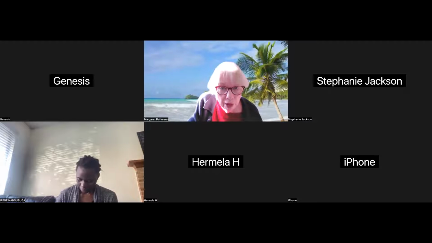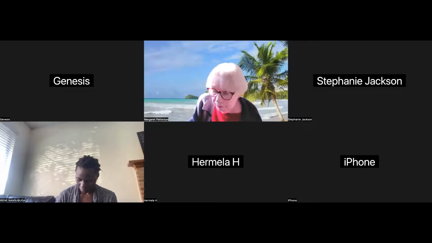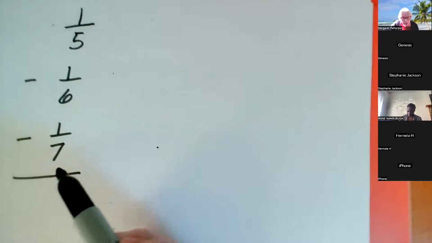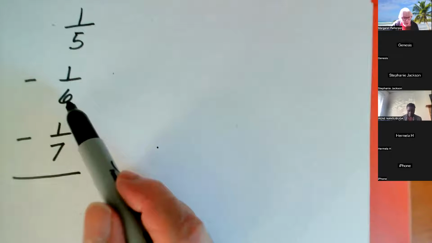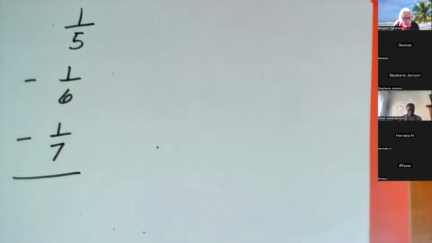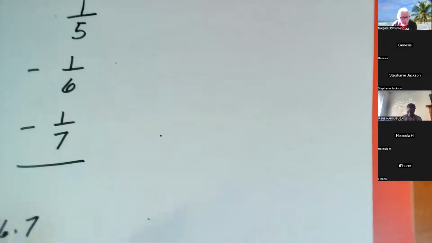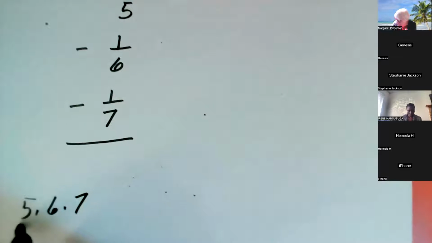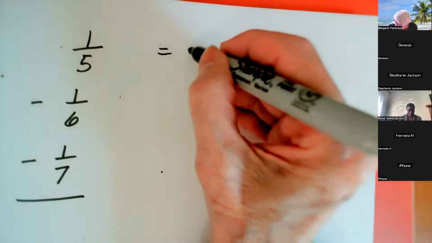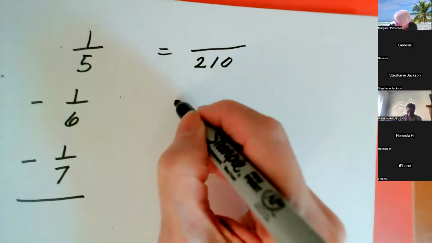Anybody have an idea what the common denominator would be? This might be more trouble than it's worth. 5 and 7 are prime. And 6 is actually 2 times 3. We end up needing all of those numbers: 5 times 6 times 7. We need them all for the common denominator. This is 30 times 7, it's 210. So all of these have to go into 210. I'm not crazy about this problem.